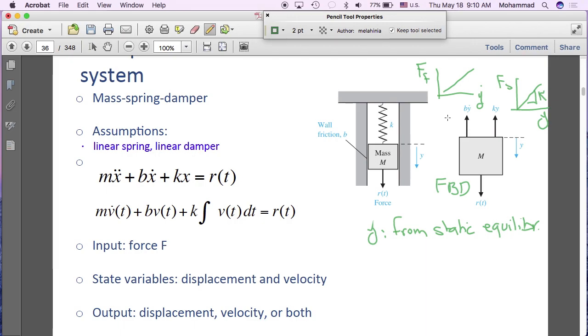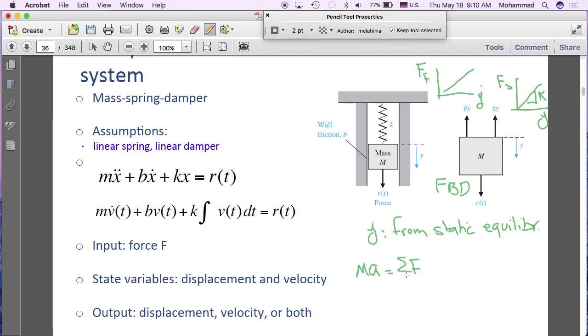Okay, so where do we start to get to our equation? What is the law? It's mechanical motion. The law of physics that we are going to use is Newton's second law. It says m times acceleration is equal to all the forces applied.